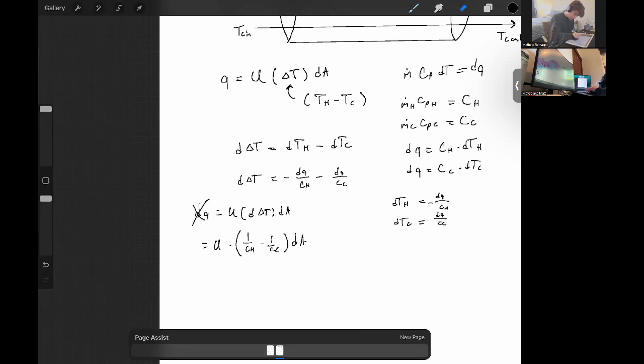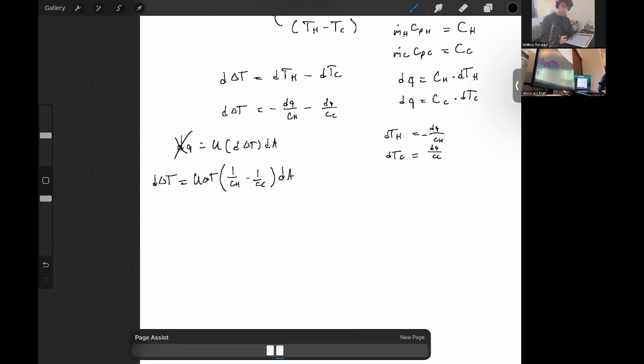Just forgot TH. Yep, right. U delta T, which is then set equal to our change of delta T. Yes, okay. This is where we're supposed to be. Because now what we can do is we can do separable equations to get two integrals.